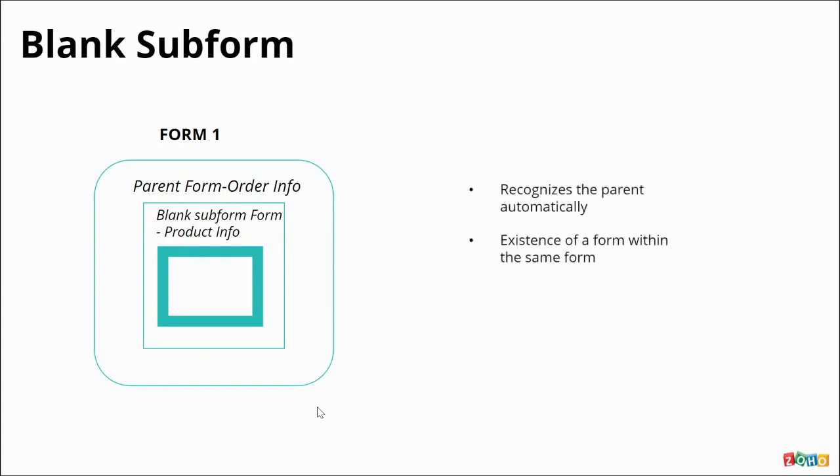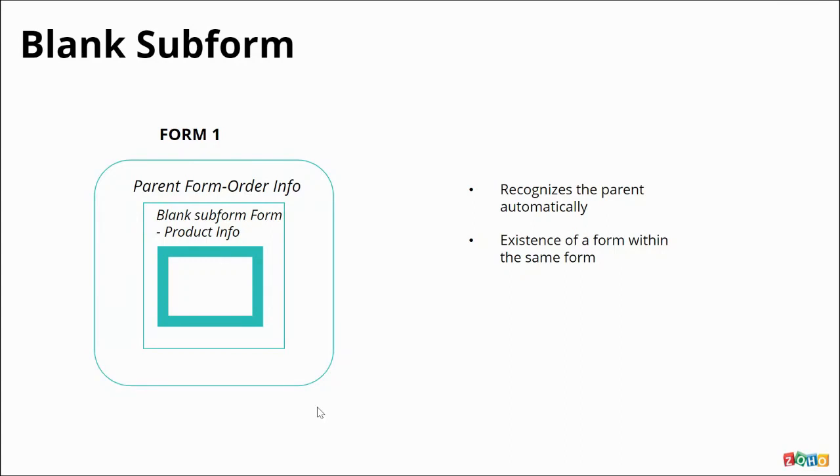So let me explain with a better example. For example, let's take an order information. Within this order information form, which is form 1, you will have to add product information as a line item. In this case, you can add a blank subform and add fields into it. So this blank subform would be considered as one of the fields inside the main form.